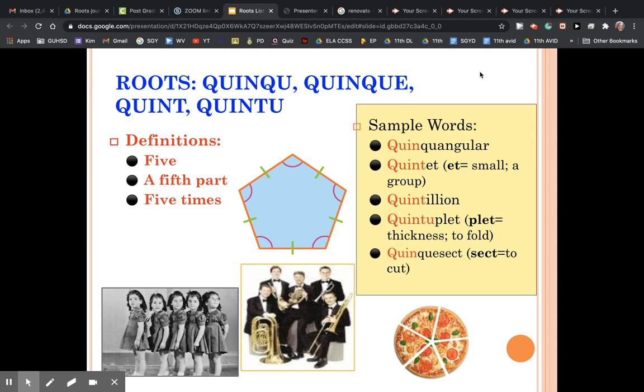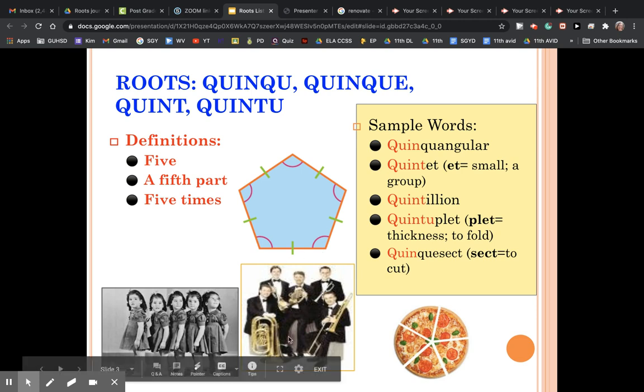Next set of roots: quin, quinqu, quint, and quintu. Definitions: 5, a fifth part, and 5 times. First sample word: quinquangular, having 5 angles or corners. So here we can see this pentagon is quinquangular. Quintet, et meaning smaller group, make sure you write that down as well, is 5 singers or musicians who perform together. Here we have a picture of that.